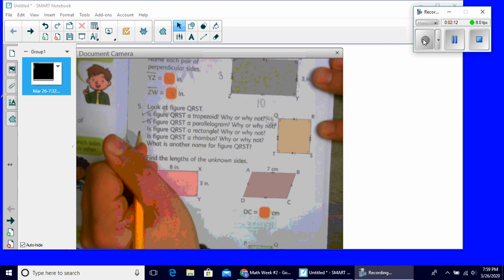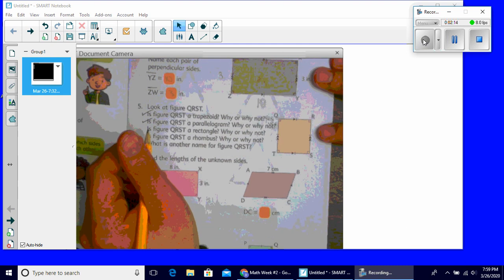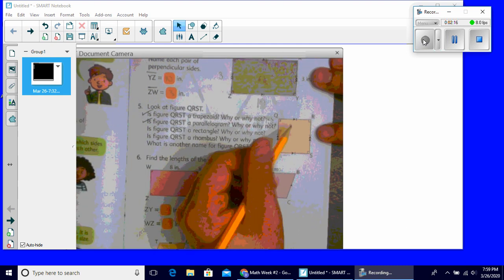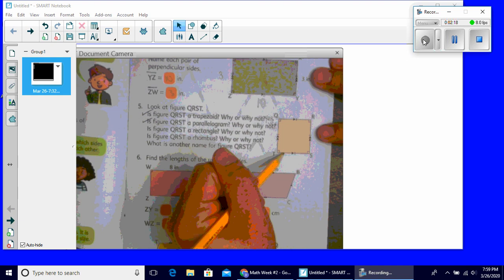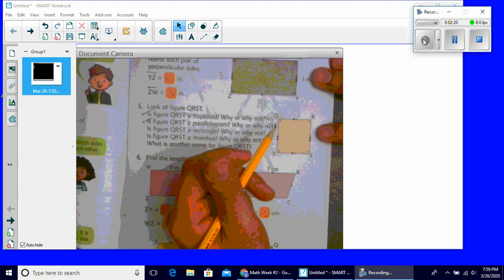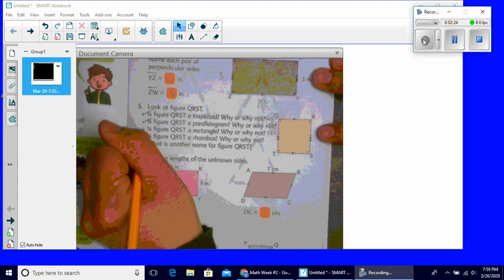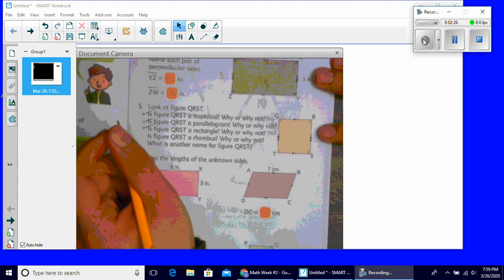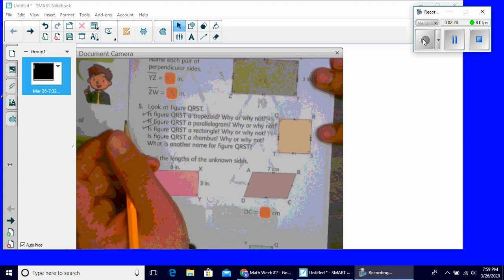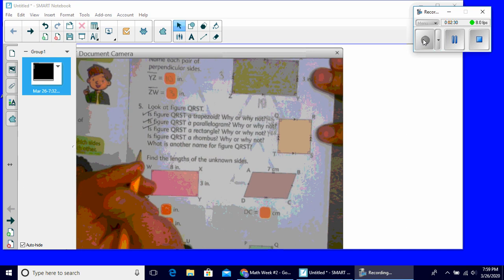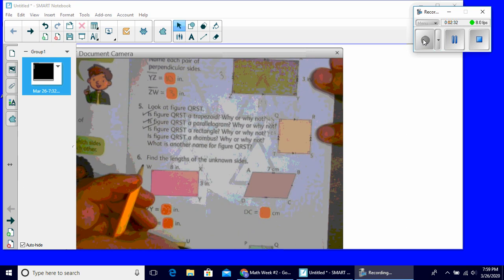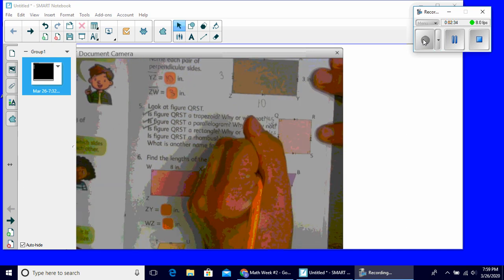Is QRST a rectangle? Why or why not? It is a rectangle because we know a rectangle has 4 right angles, 2 pairs of parallel sides, and opposite sides of equal length. So the answer is yes. Is figure QRST a rhombus? Why or why not? It is a rhombus because a rhombus has 2 pairs of parallel sides and opposite sides of equal length. So the answer is yes.